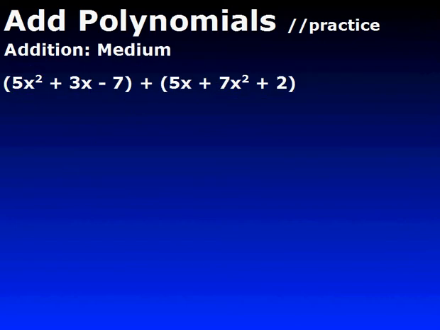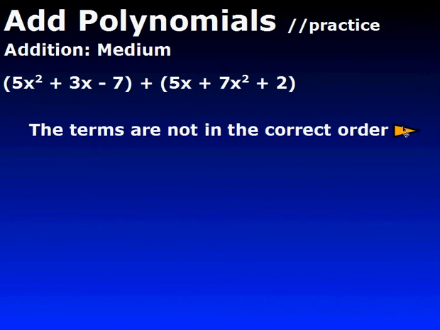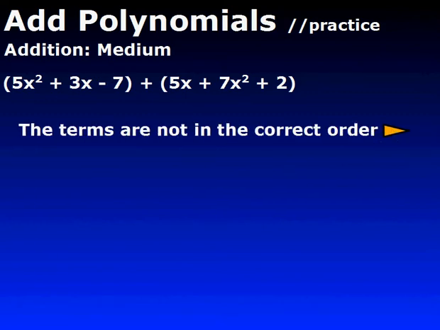Let's try a problem that's not quite as simple. What makes this one tricky? Your terms are not automatically placed in the correct order. So let's scan the problem, look for the largest exponent. I see a few x squared terms, starting with the 5 and the 7x squared. 5 plus 7, 12x squared.